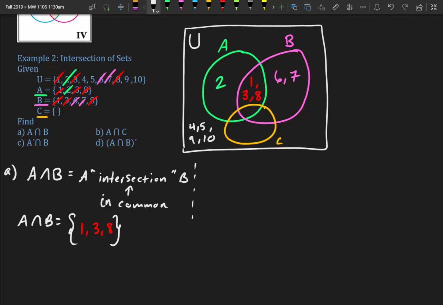Alrighty. Part B. Part B is the intersection of A and C. A and C have nothing in common. A and C, what it's talking about is right here. They have nothing in common there. So what we say is empty set, or that little circle with a line through it. Jeez, I want to get it in the middle. There we go. Best as I can do. So there's nothing in common.